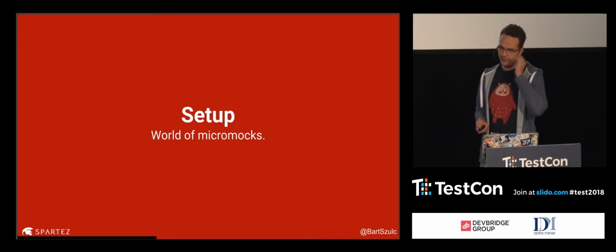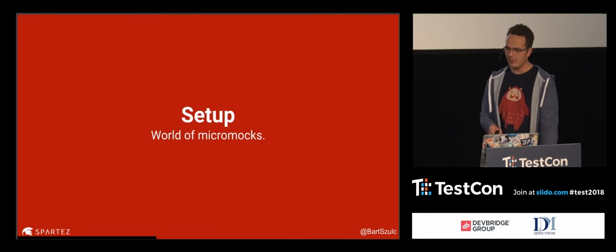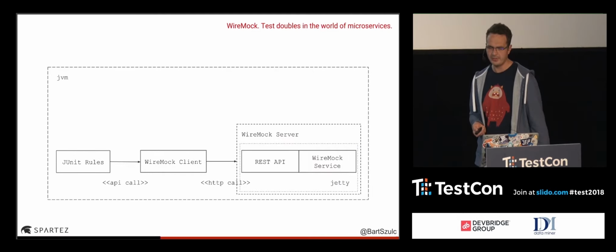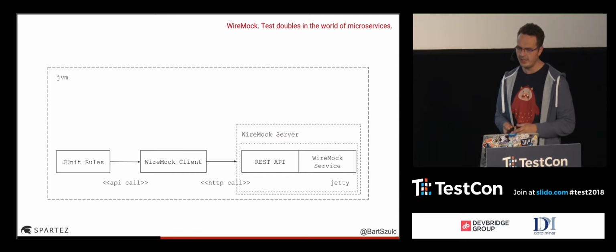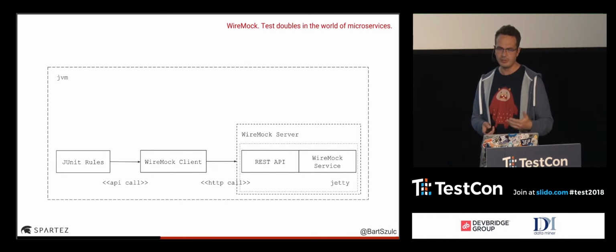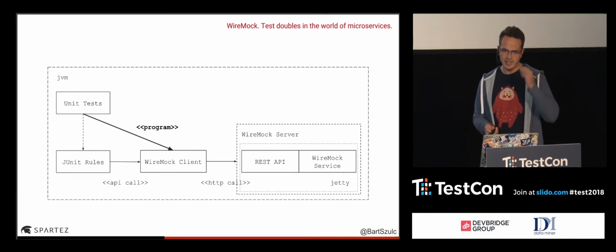Okay, so now a bit about setup. How do you set up Wiremock in your tests? So this is what you have, right? You have Wiremock running on Jetty, you have some kind of client, and you have those JUnit rules that you can use to start up the server and also communicate with the server. And you have your unit tests.